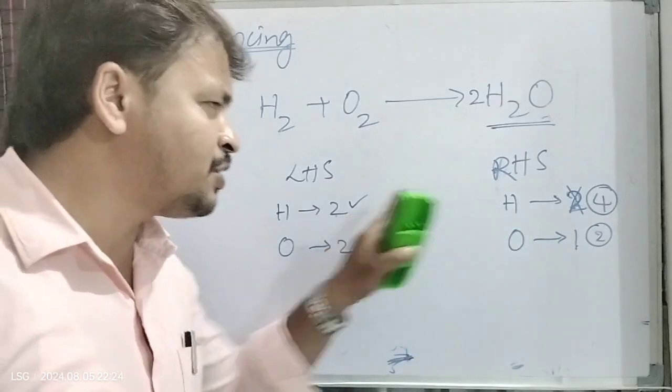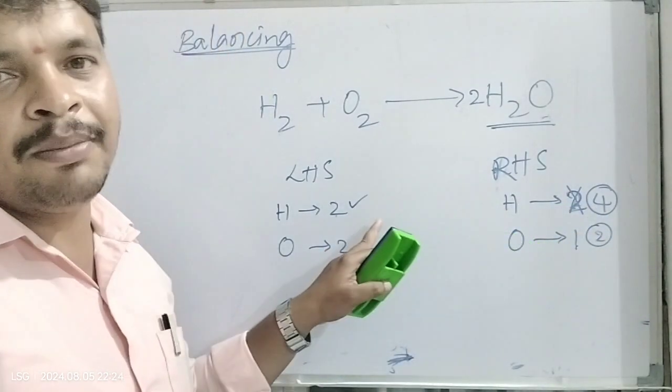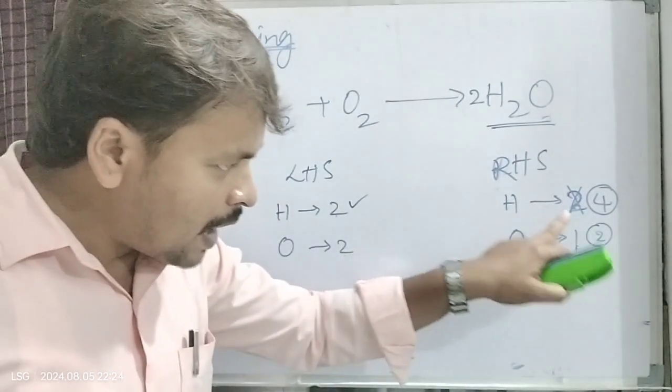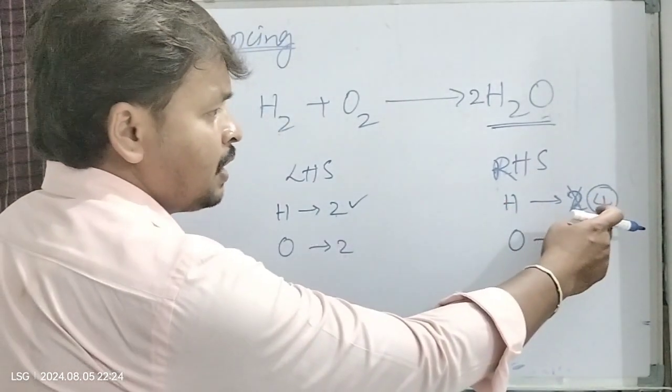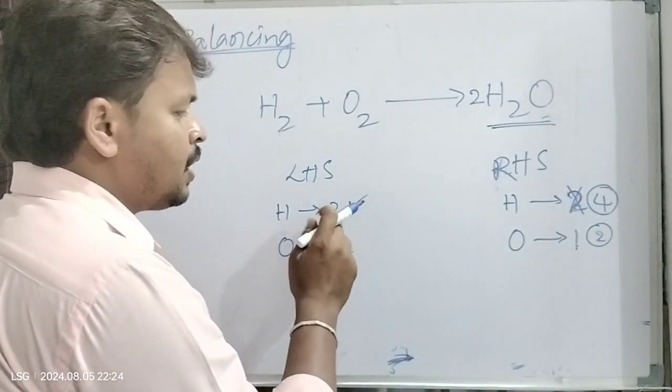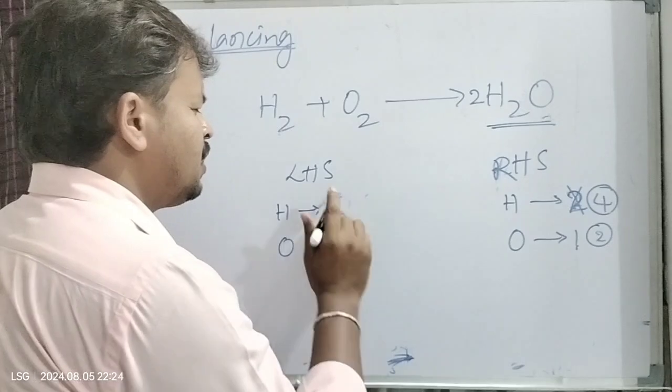Now hydrogen is also imbalanced. Oxygen is balanced, but hydrogen is imbalanced. While balancing the oxygen, hydrogen became imbalanced. That should be balanced again. Here 4 are there, here 2 are there. This should be done what? 2 are there. This should be done 4 now.